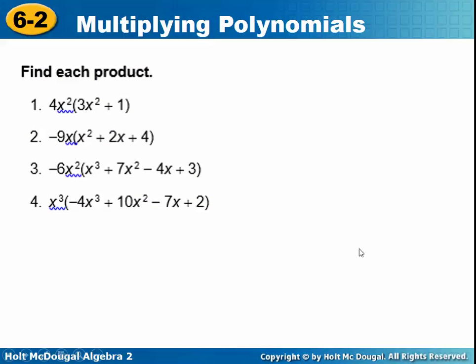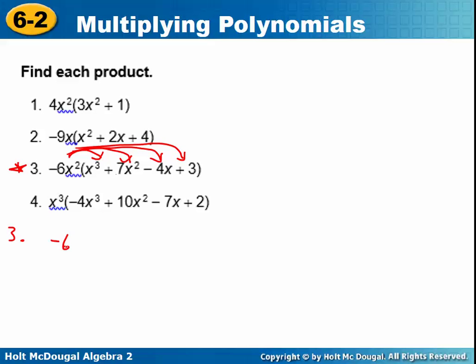All right, here's the problems that are on your worksheet, and we'll do an example. Let's do number 3. So number 3 says negative 6x squared times x to the 3rd plus 7x squared minus 4x plus 3. So we need to multiply the monomial in front by each and every term inside the parentheses. So I'm going to write my work down here.